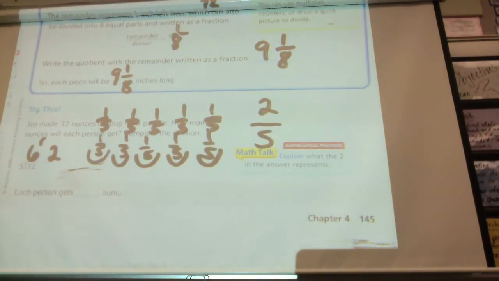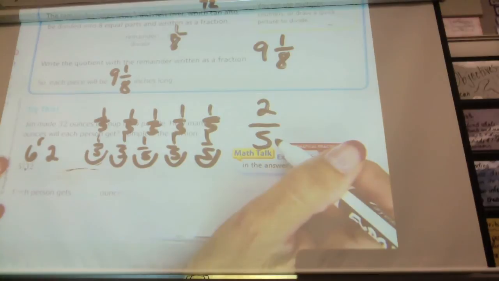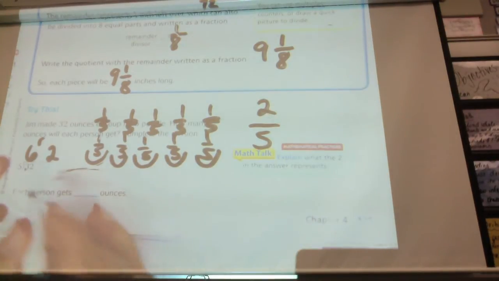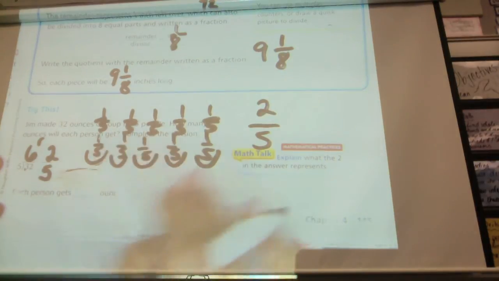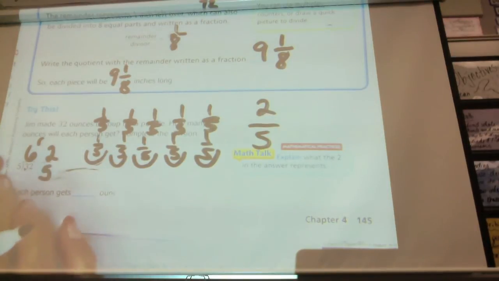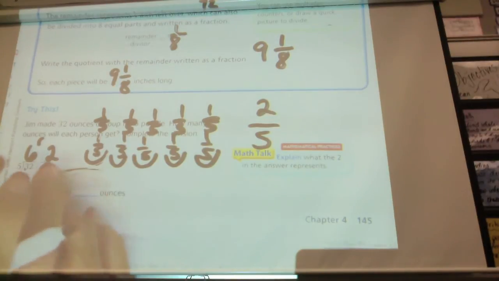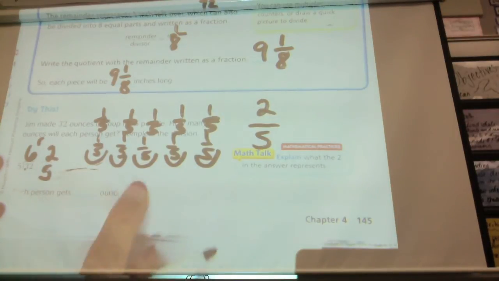Okay, listen up. So each bowl has an additional 2 fifths. So they each got 6 ounces, and they each got an additional 2 fifths. In order to show that, I just have to take the remainder 2 and put it over the divisor, and isn't that much easier than going through all the drawing? I want you to understand why that works. You can't just memorize that you take the remainder and put it over the divisor. You need to understand that you're taking that remainder and you're dividing it into fifths. Just like we did here.